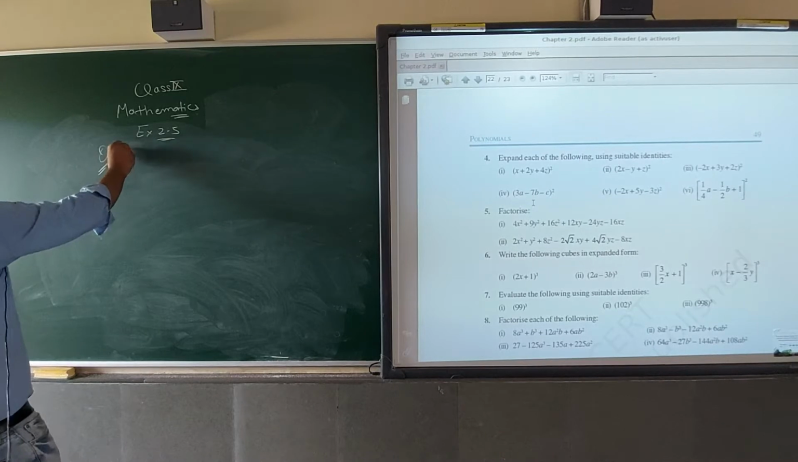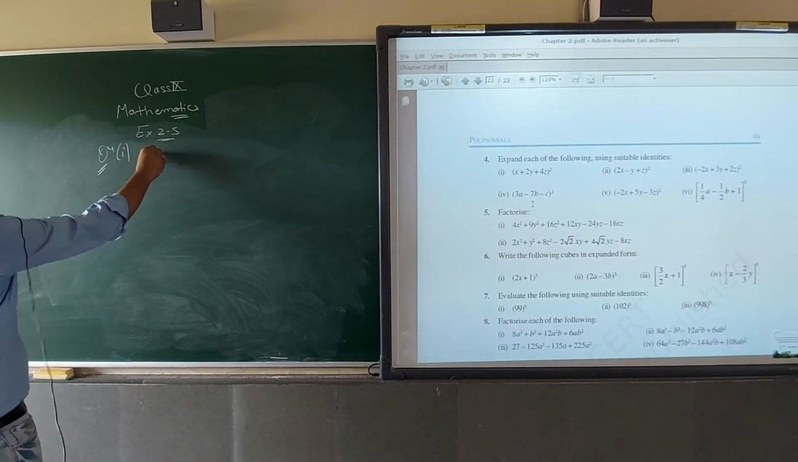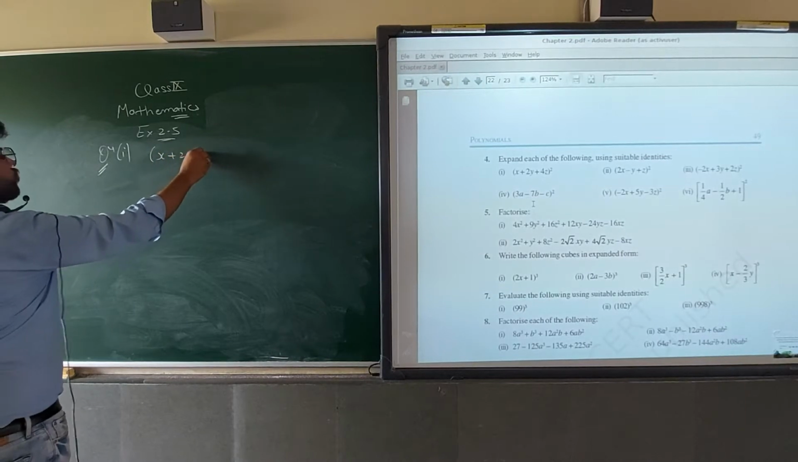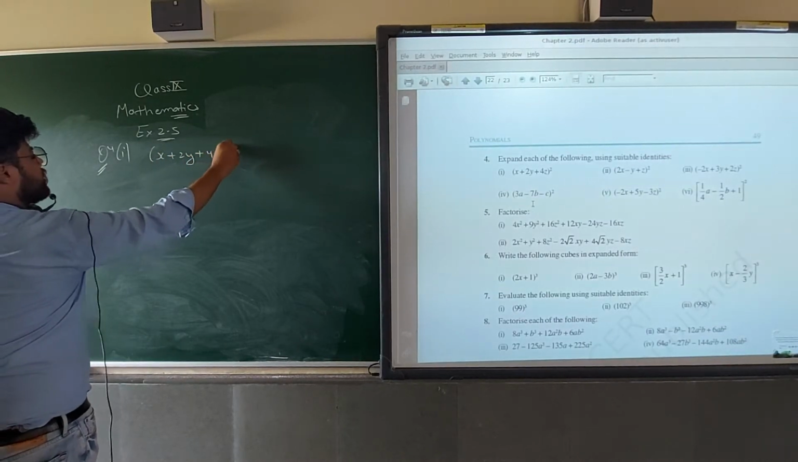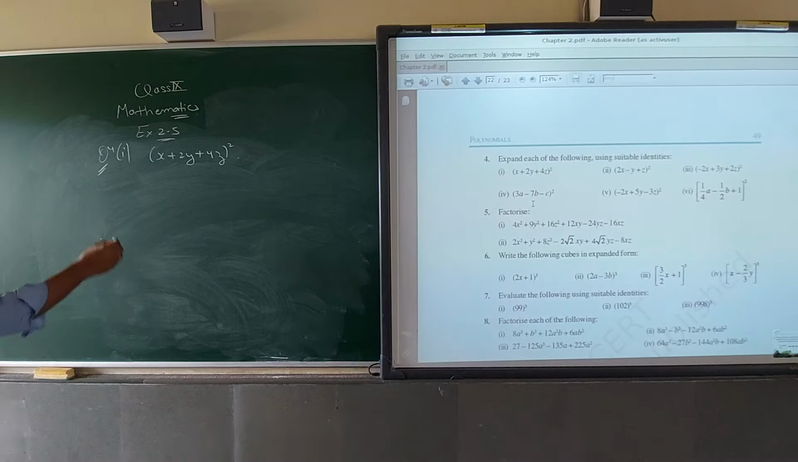The first part is (x + 2y + 4z) whole square. The identity number, I think 5th or 6th maybe, is (x + y + z) whole square, which equals x square plus y square plus z square plus 2xy plus 2yz plus 2zx. So this one we have to apply here.